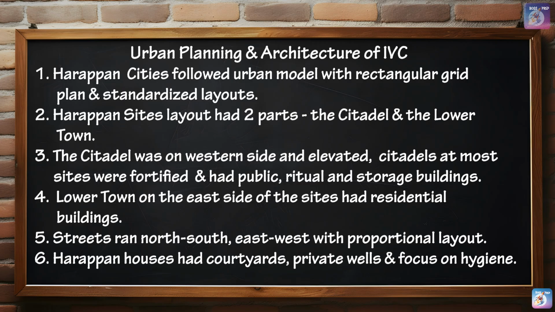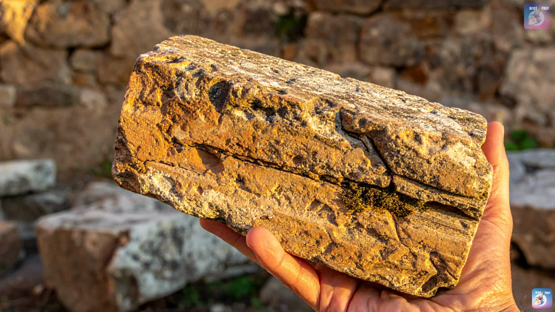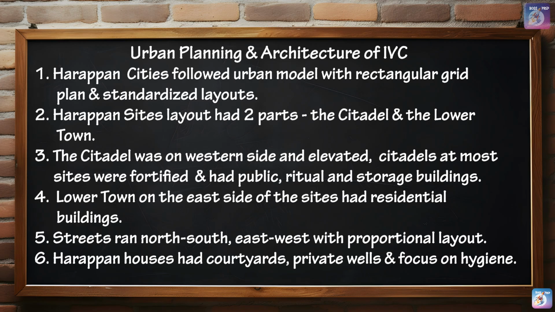Building standards were remarkably consistent throughout much of the civilization. Burnt bricks of standardized dimensions were widely used, typically maintaining a ratio close to 4:2:1 for length, width, and height. Such uniformity points to shared construction norms or regional coordination across vast areas.